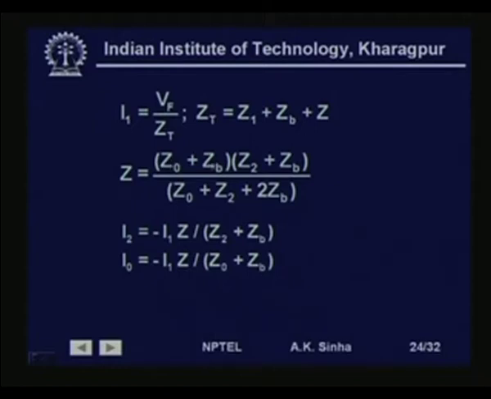Z is equal to Z0 plus Zb into Z2 plus Zb divided by Z0 plus Z2 plus 2Zb, and once we know I1, we can calculate I2 is equal to minus I1 into Z by Z2 plus Zb, and I0 will be minus I1 Z divided by Z0 plus Zb, and so this way we can compute all the three sequence currents, and then we can convert them to phase values, and we can calculate the voltages in the same way.